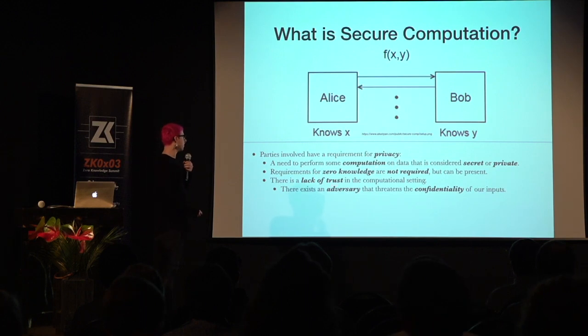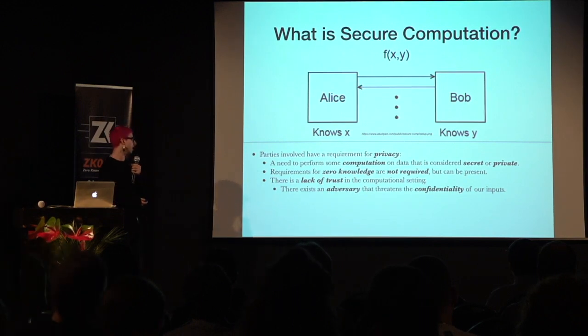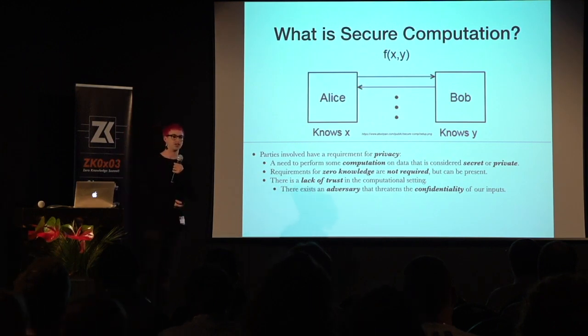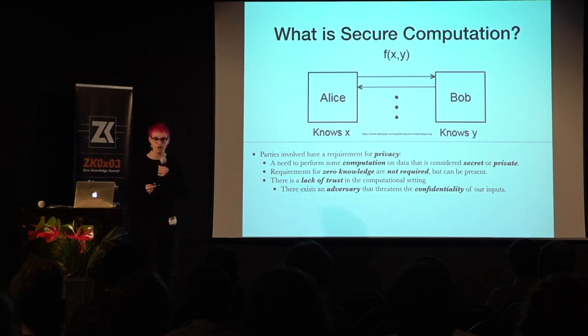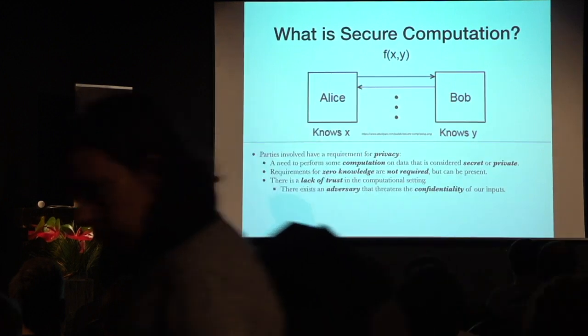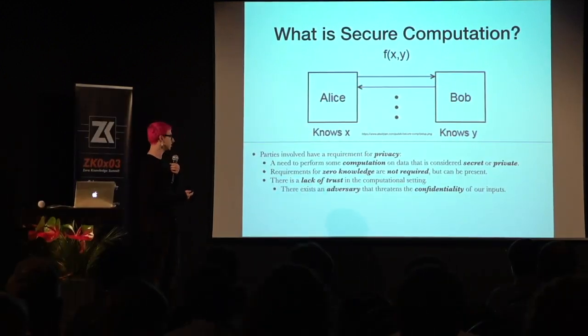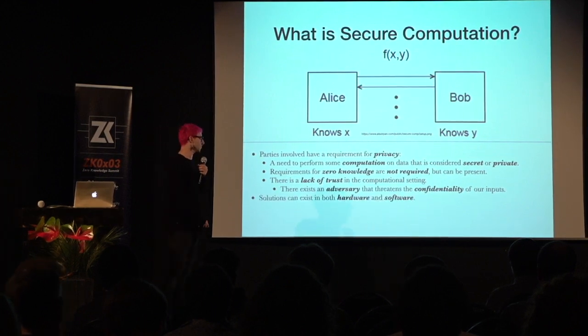The requirements for zero knowledge and secure computation are not required, but they may be present. And typically in a secure computing environment, there is a lack of trust in the computational setting, whether it's a network level adversary, a computational adversary as in the person doing the computation, or maybe you don't trust the hardware that the computation is actually being performed on. Either way, there is an adversary in our situation that threatens the confidentiality and the integrity of that data. Solutions can exist in both hardware and software.